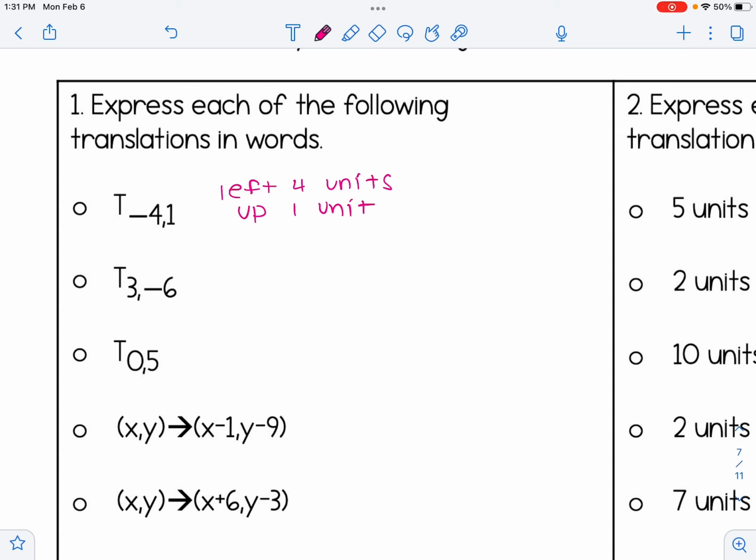I'm going to follow suit on the next one too. 3 is positive, so that's right 3 units. Now the 6 is negative, so down 6 units. If I look at the third bullet point, 0, 5, the 0 means the x coordinate is not changing. We're not moving it left or right. So in this bullet point here, we are only moving up 5 units.